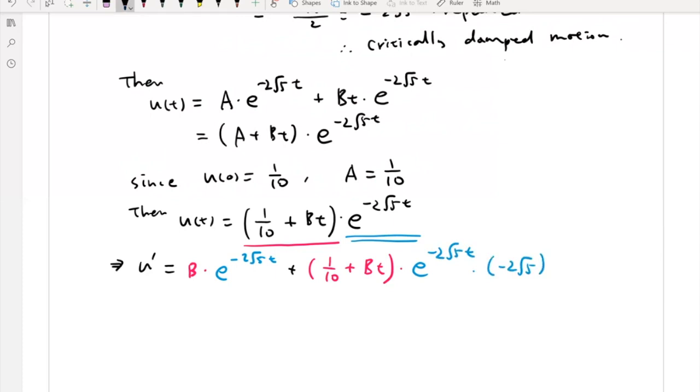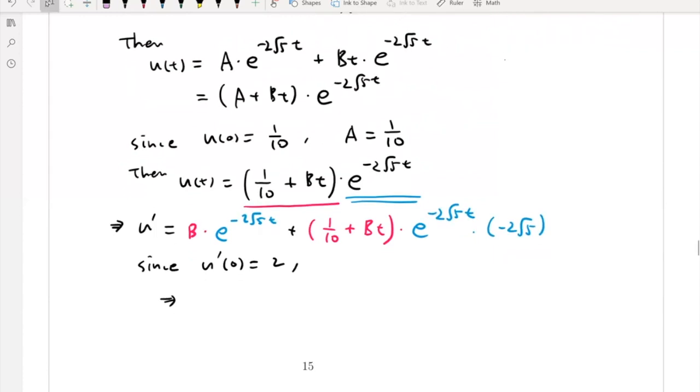Now, second initial condition, okay? Since the problem said u prime 0 was equal to 2, then plug in 0 in there. Then this part is equal to 1, that's why you have only b. And plus, this part is simply 0, and this part equal to 1.